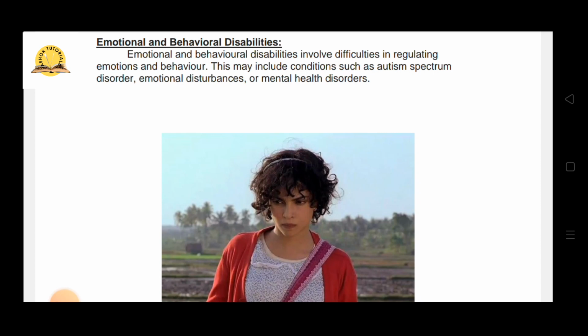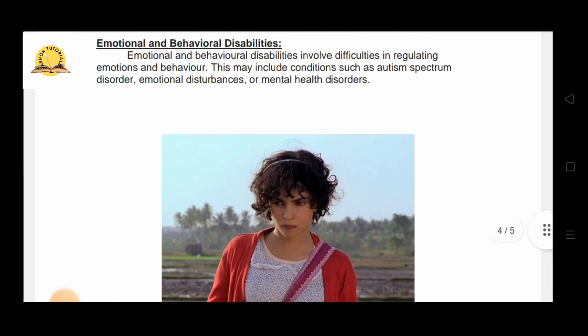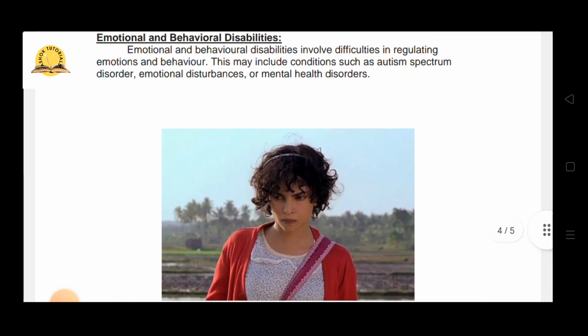So emotional and behavioral disabilities involve difficulties in regulating emotions and behavior. All right, this may include conditions such as autism spectrum disorder, emotional disturbances, or mental health disorder. So we all understand about emotion and behavioral disabilities. Some of us are not emotionally mature. So what do we do? We try to express our anger in a wrong way.